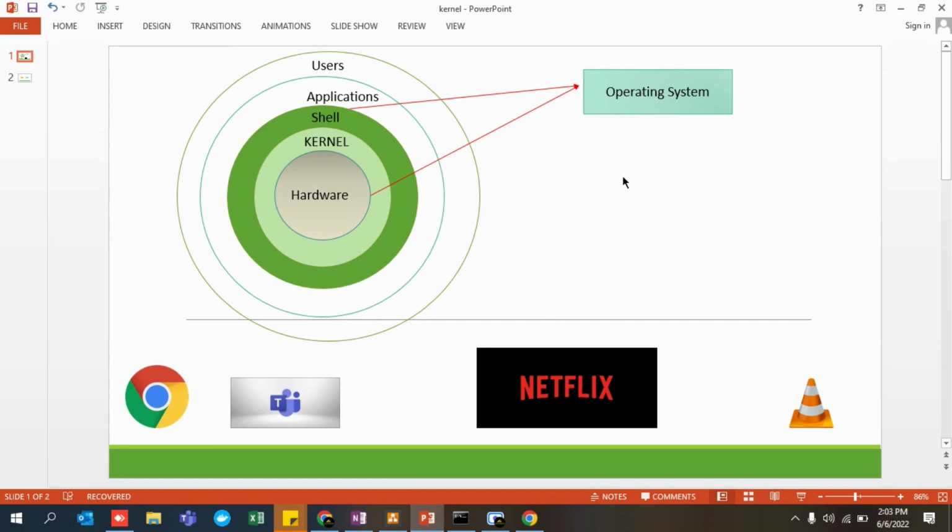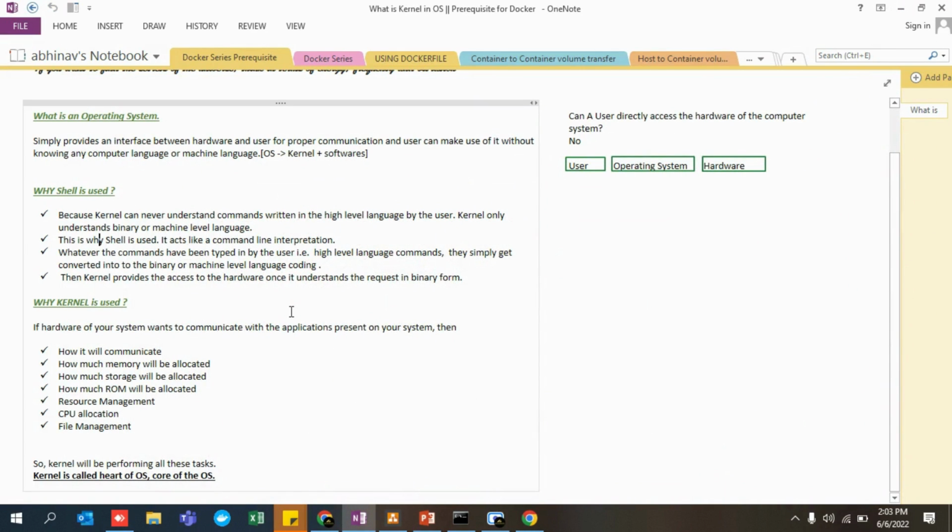So this is a very, very simple flow and diagram, with the help of which we can understand why the kernel is being used and what the shell is all about. And what is an operating system? Operating system, guys, is nothing. It's just an interface between your hardware and your user, so that proper communication can be made, right?